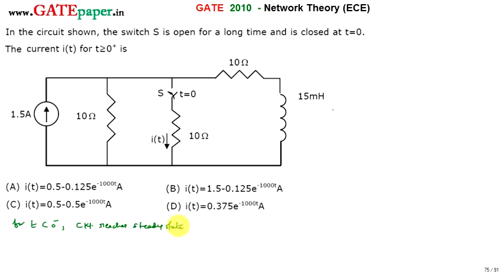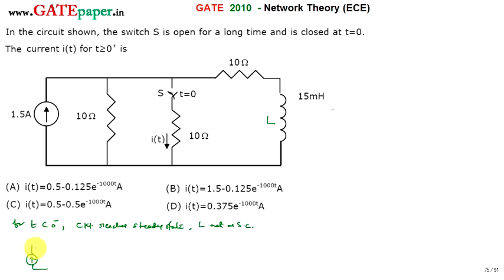Whenever the circuit is in steady state, the inductor L acts as a short circuit. Inductor acts as short circuit in steady state. So simply you are going to calculate the initial current which is flowing just before the switch is closed. That we are going to calculate. Then the equivalent circuit is going to look like this.